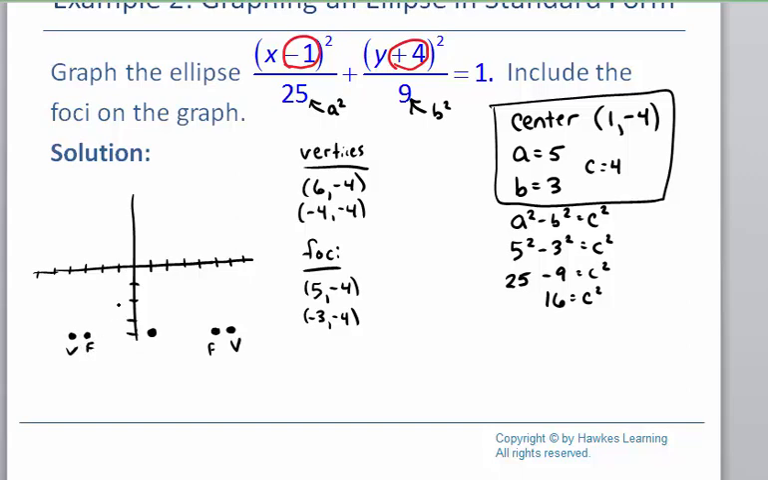All right, and then our co-vertices will be the B value. And so we will want to come up the other way. So 1, 2, 3, there's a co-vertex right there. And that's going to be at the point 1, -1. And then we're going to come down 3. So 1, 2, 3, there's your other one. That's going to be at the point 1, -7.